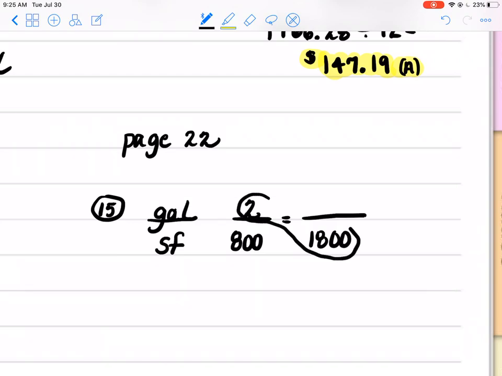So we're going to draw the proportion. 1,800 times 2 is 3,600. Let me move that up a hair. And then divide that by 800. Remember, we can do partials. So 4.5 gallons. And that's answer C.